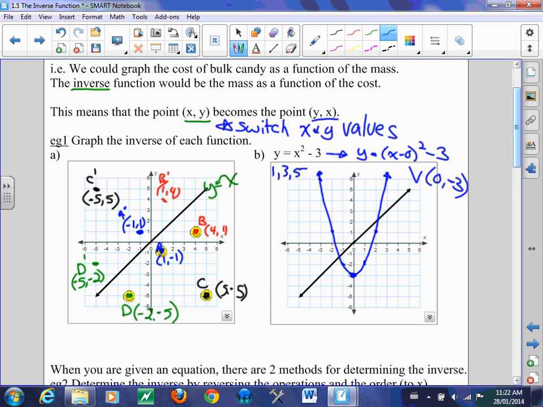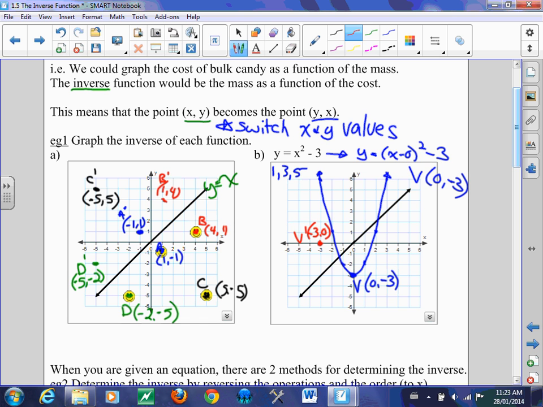Okay, now to do the inverse, we're going to flip things around. Okay, so just let me back this up for a second. This is the vertex (0, -3). If I want to find the vertex of my inverse, you've got to flip them around. So my vertex that's prime is going to be (-3, 0).